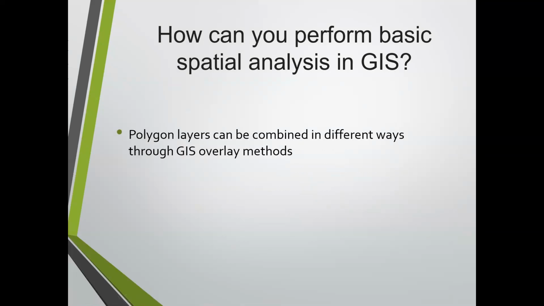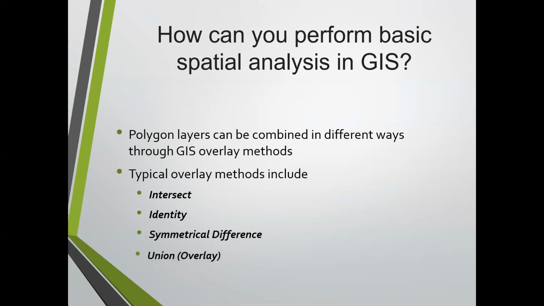Polygon layers can be combined through different GIS overlay methods. Now, I want to emphasize this because the author doesn't: polygon layers are not the only kind of layers that you can overlay. You can overlay polygon on point, polygon on line, or line on line. I don't think you can do point on point because it would typically be a meaningless operation. You're not going to get a lot out of that. Typical overlay methods include the intersect, the identity, the symmetrical difference, and the union. To put this in perspective, these are the graphical equivalent of the Boolean operators we just looked at: the AND, OR, NOT, and the XOR.